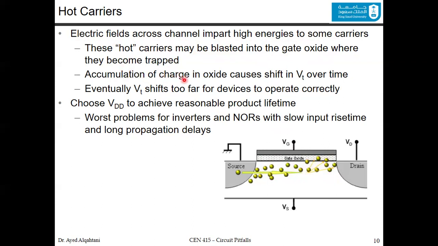The accumulation of charge in the oxide over time causes a shift in the V threshold. Eventually, the V threshold shifts too far for a device to operate correctly. So choose the VDD to achieve reasonable product lifetime. It is the worst problem for inverters and NORs with slow input rise time and long propagation delay.